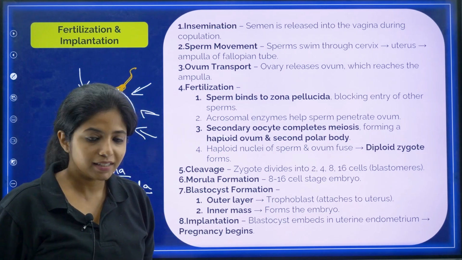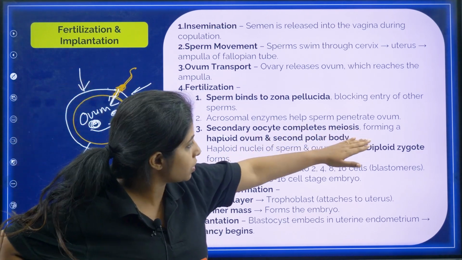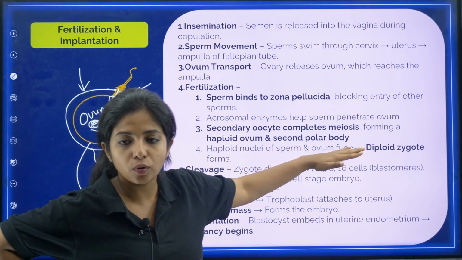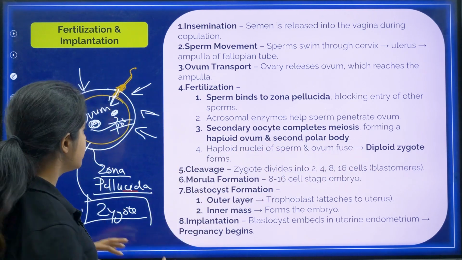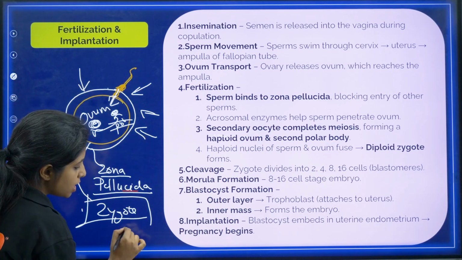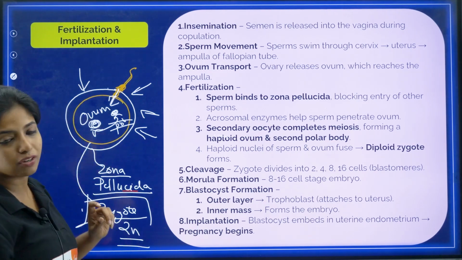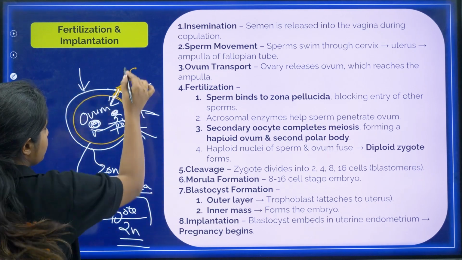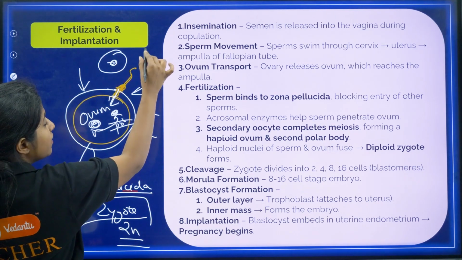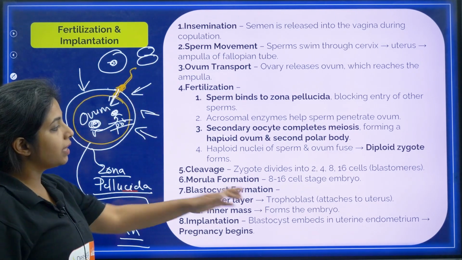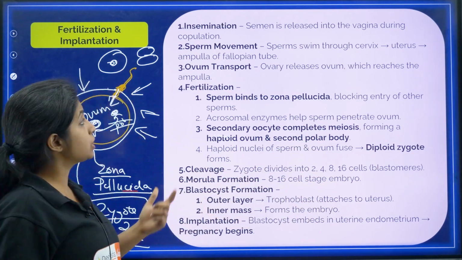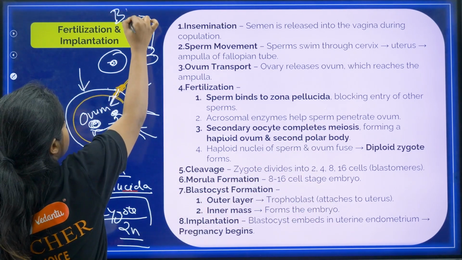Okay, cool. So listen to me. The secondary oocyte completes meiosis, forming a haploid ovum and a second polar body. The haploid nuclei of the sperm and the ovum fuse to form a diploid zygote. So until now it was N, and now it is finally 2N, my dear children. Now the zygote will slowly divide. It's a single cell with a single nucleus. It will slowly divide into the 2 cell stage, then 4 cell stage, 8 cell stage, 16 cell stage, and each of these cells is known as a blastomere.